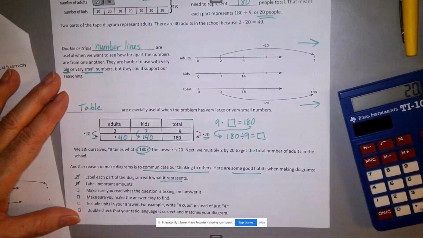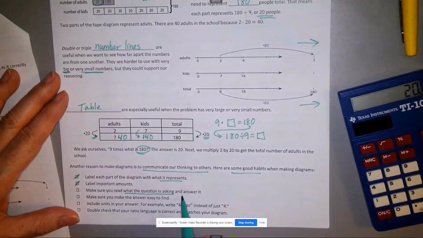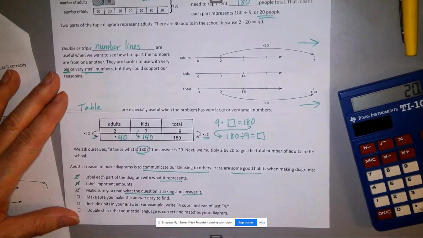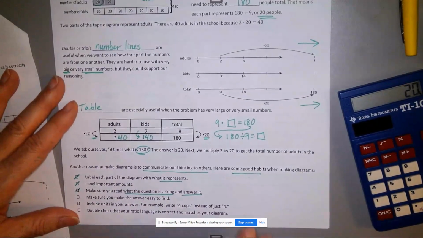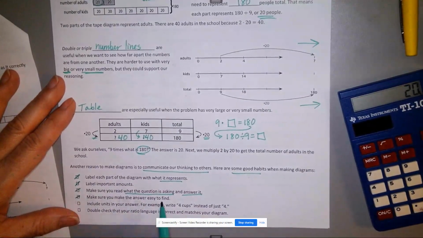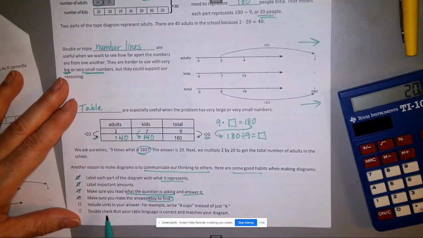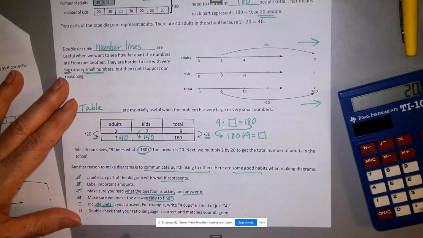Label important amounts. Make sure you read what the question is asking, and make sure when you're done that you actually answered it. Sometimes we do a lot of great math, but we don't necessarily answer the question. Make sure your answer is easy to find. Circle it some way that somebody can see it. Include your units, right? 4 cups instead of just 4.